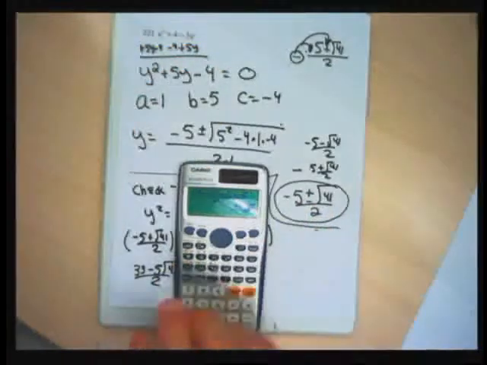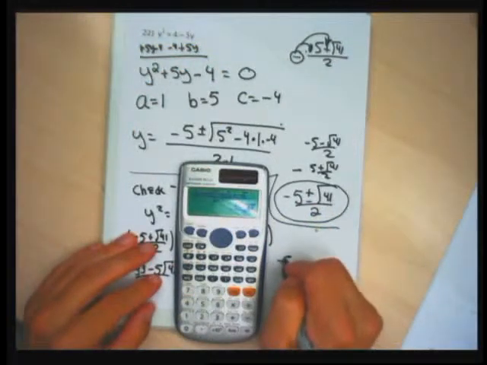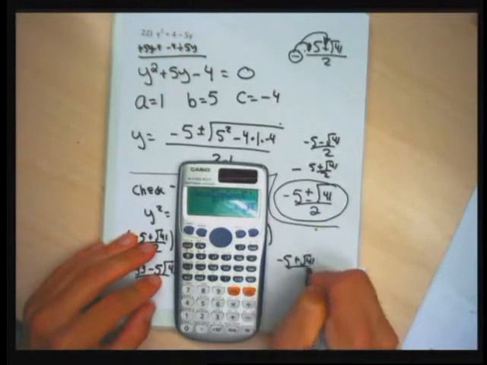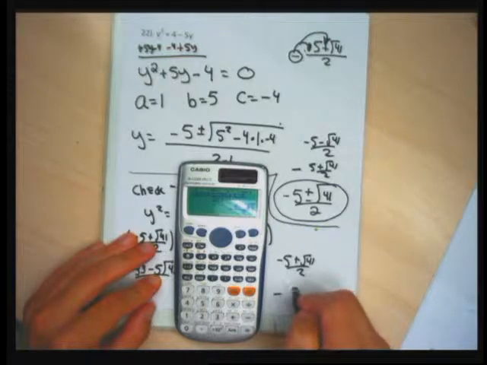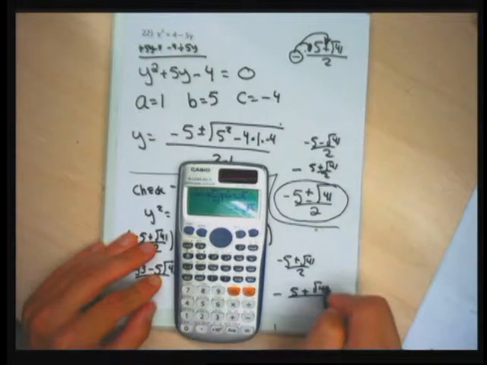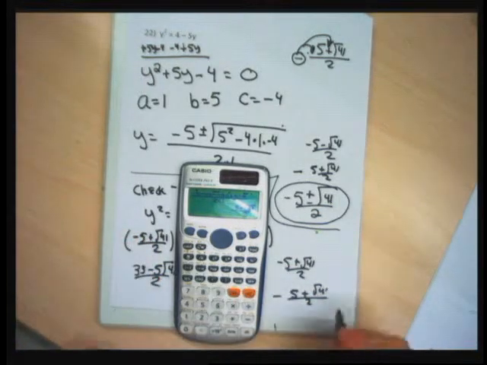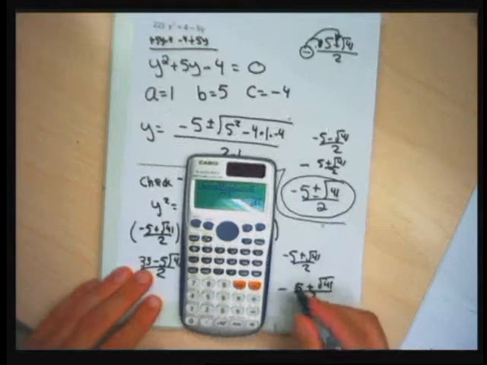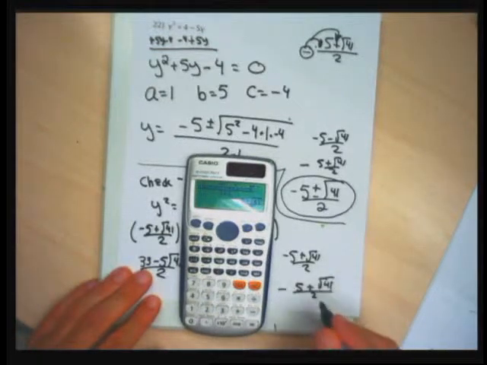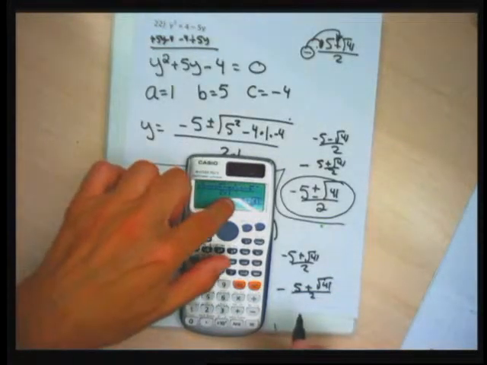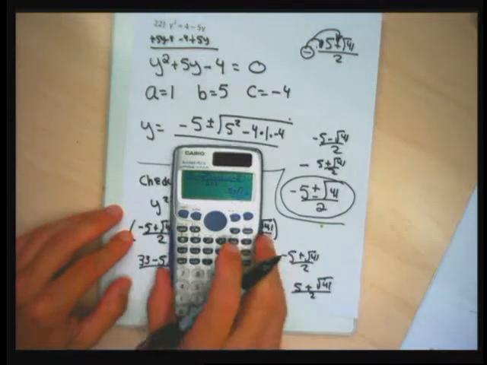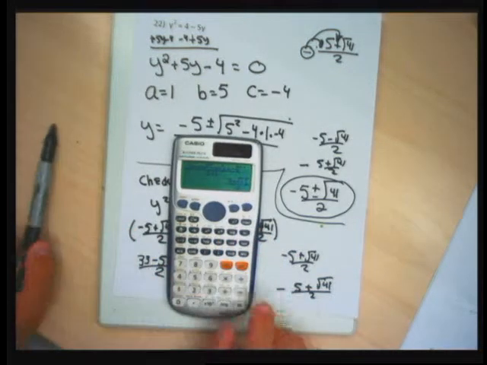If you wanted to, you could say negative 5 plus the square root of 41 over 2 and negative 5 plus, like that, with the negative written not in the numerator but to the left of the fraction. That means the negative applies to both. Kind of like my calculator did it better than I could do it, like that. But I wouldn't generally do that.